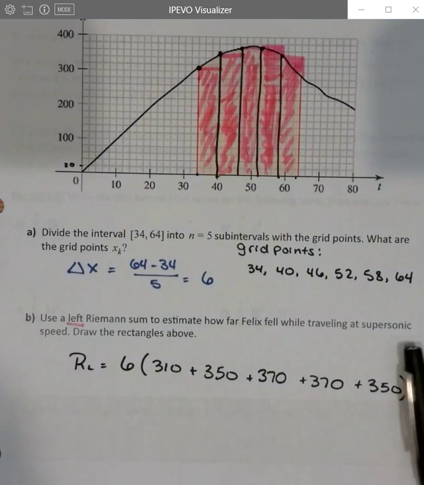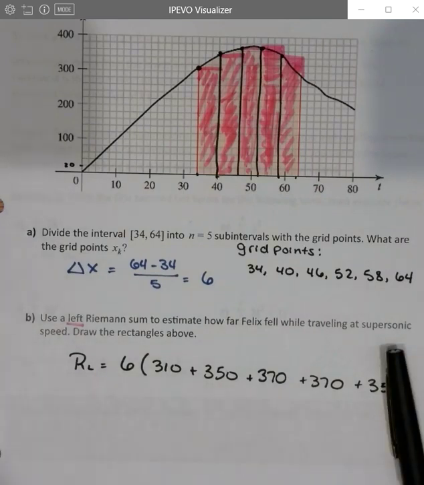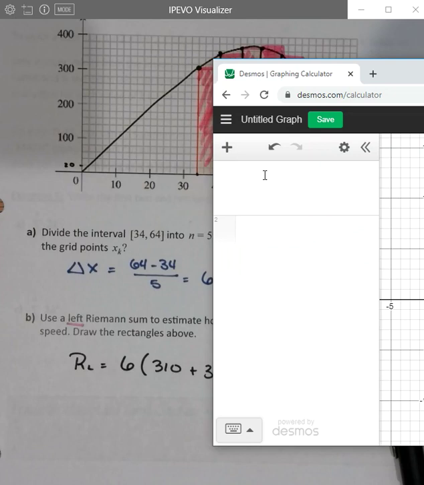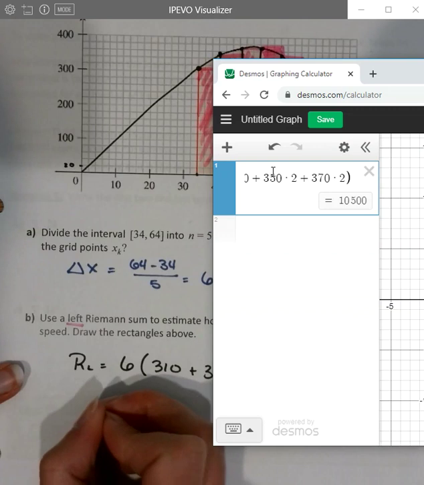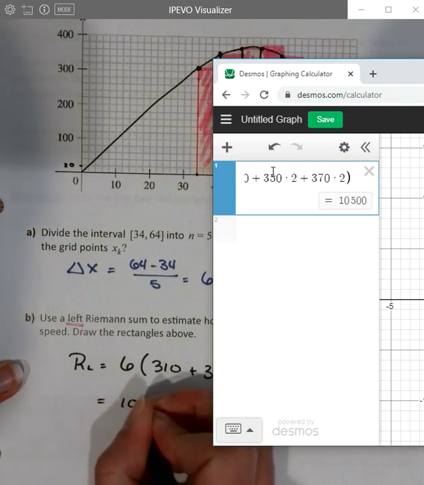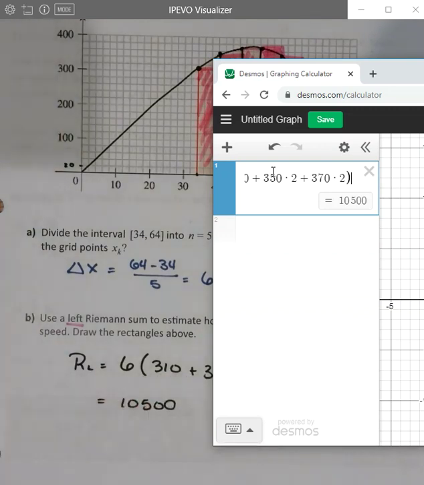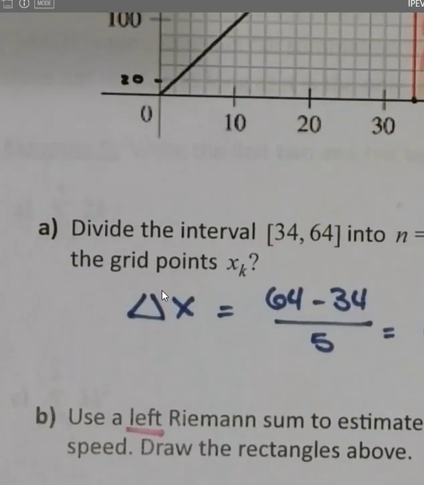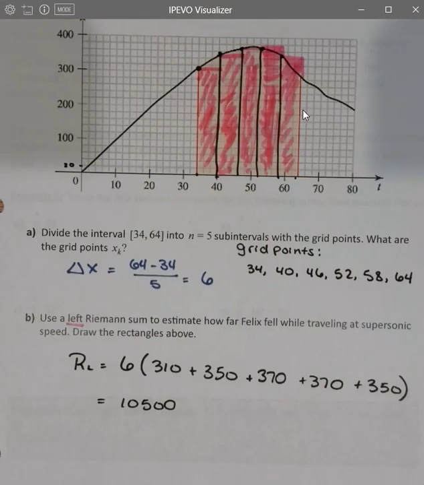Okay, and then, so what do we think? Let's calculate the sums here. So we need 6 times 310 plus 350. There's 2 of those, plus 370, and there's 2 of those. So I got a sum of 10,500. I don't know what I just did. There we go, better. Accidentally maximized.